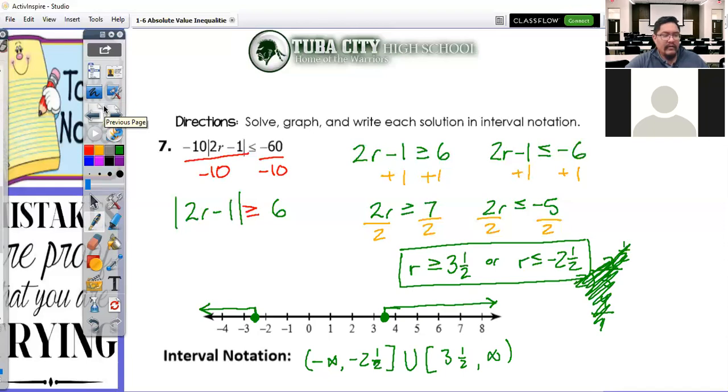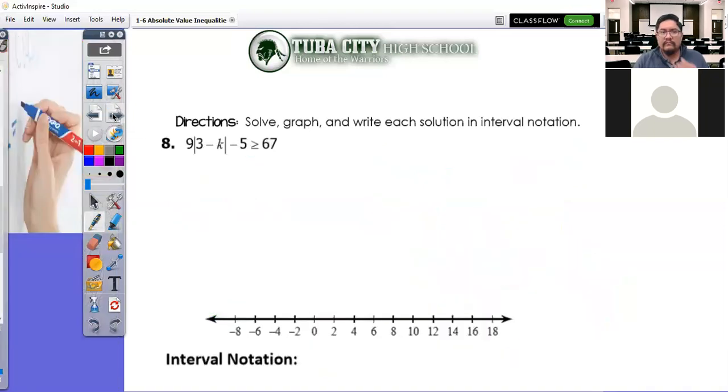Okay, it looks like we're ready to go on to the next one. All right, so again, we got to isolate that absolute value. So those bars, we got to get those things by themselves. In this case, we have two things going on. It's being multiplied by 9, and then it's having 5 subtracted from it.